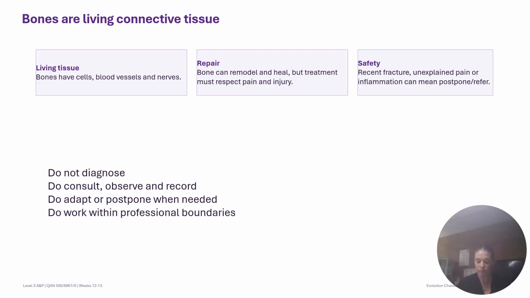All right. Remember what I said before, we don't push and work through that pain. Same as fitness, we just stop. So do not diagnose, because we're not medical practitioners. So don't bother doing that at all. Forget it, no matter how much advice and experience you've got. Do consult, observe and record, which is what I've just given you an example of. Do adapt or postpone when needed. I've just given you an example of that. And do work within professional boundaries. I've just given you an example of that. All right.